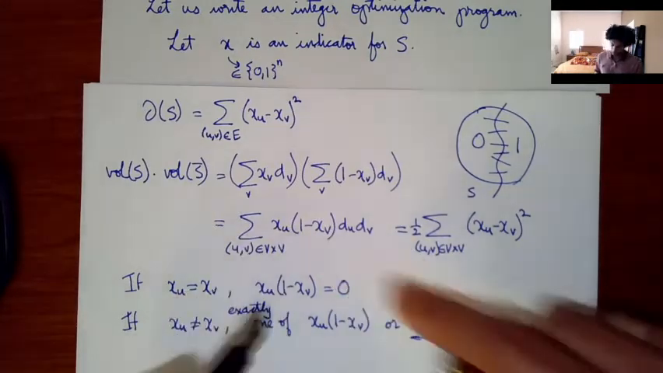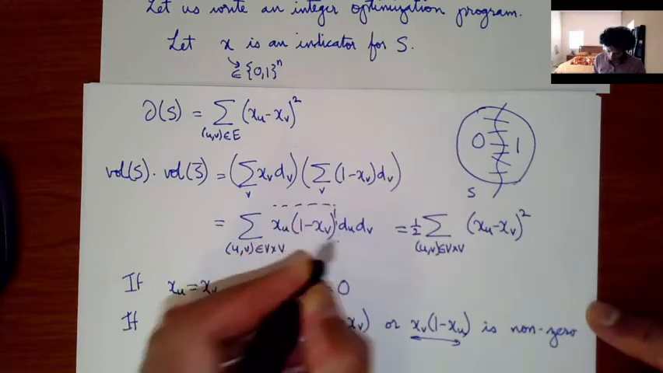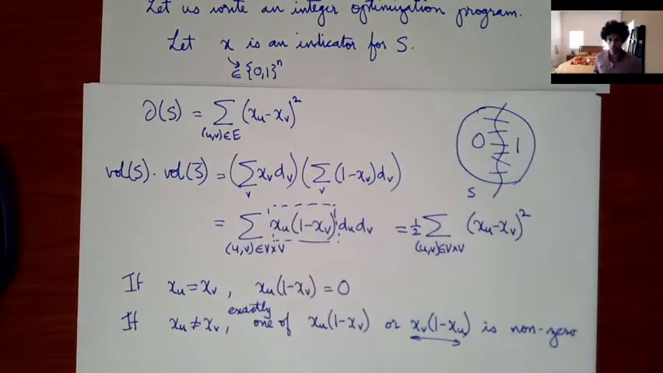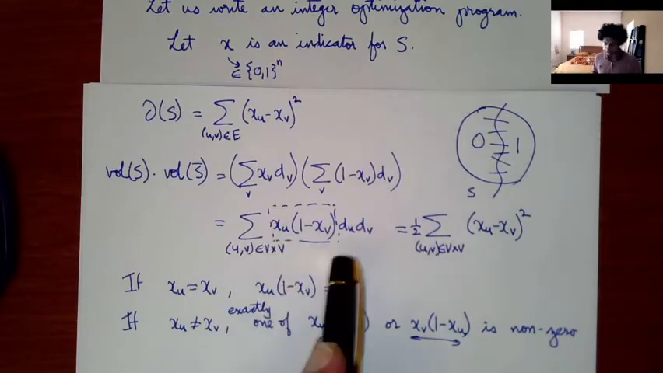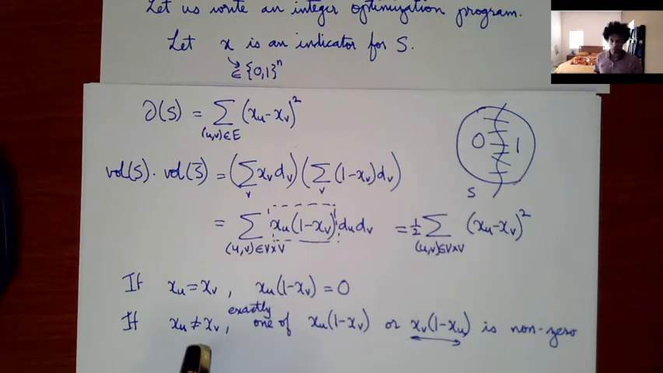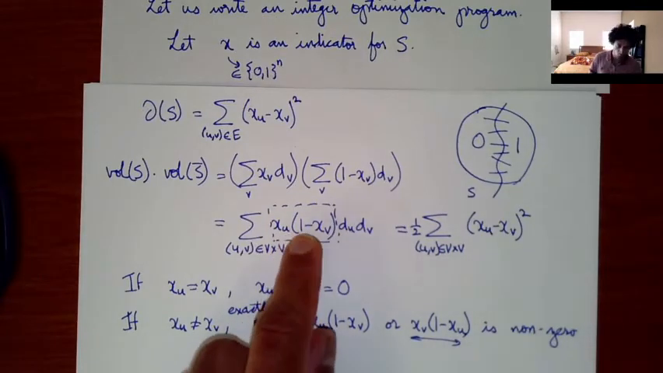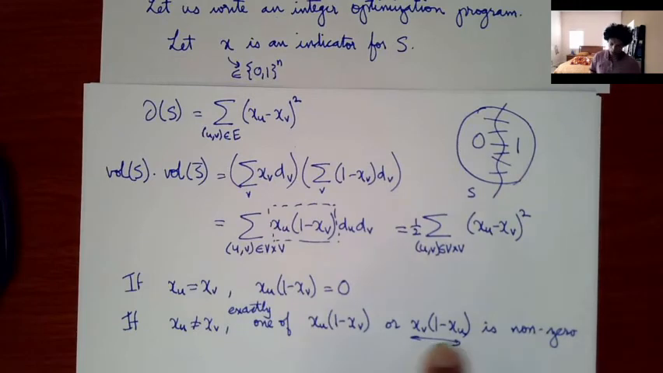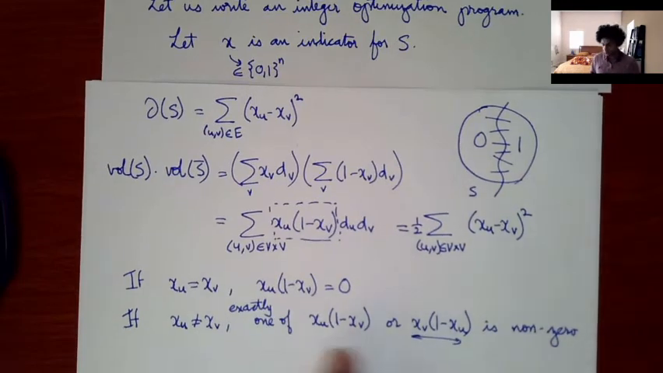I'm just looking at this one, this term over here, right? So do you see that when xu is equal to xv, then this is 0? So if xu is not equal to xv, let's look at the terms for xu and xv. It's going to appear 2 times, as xv times 1 minus xv, and you'll get xv times 1 minus xu. You're going to get both of these terms with u and v swapped. One of those is going to be 0 and the other one is going to be non-zero.